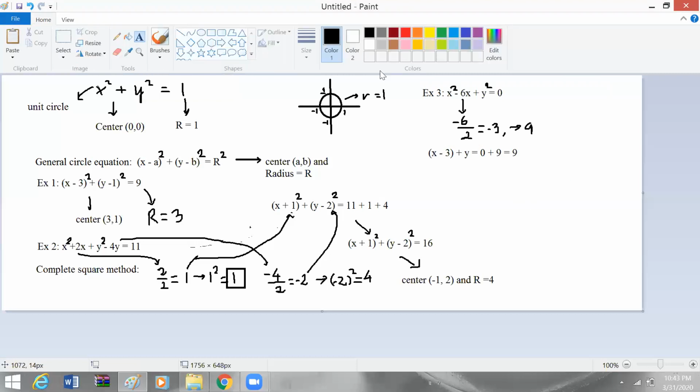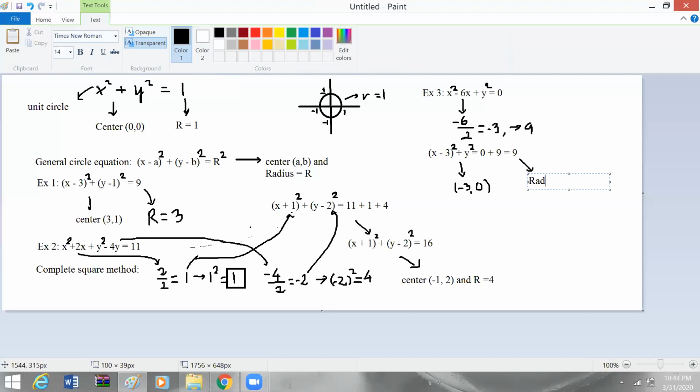So we can identify the equation of a circle. In this case, we can clearly see that the center is 3, 0. Y doesn't have anything with it, so it has to be 0. And the radius is equal to 3, because we look for the perfect square of 9, it has to be 3. That's pretty much it. We're gonna start trigonometry next part.